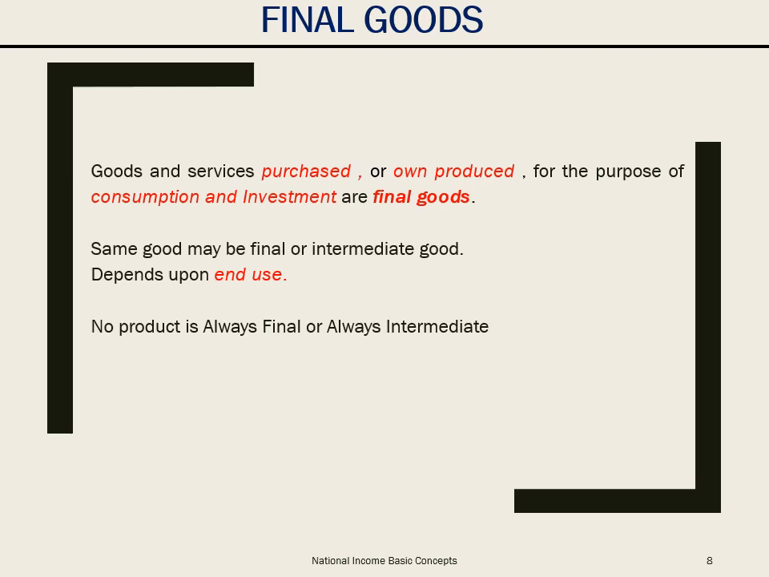These final good or intermediate good, no good in particular can be classified as completely being final or intermediate good. It depends actually upon the end use whether that good is categorized as final good or intermediate good. For example, the bread. The bread, when I purchased, it becomes a final good. When it's being purchased by the shopkeeper for resale purpose, that becomes an intermediate good. So the end use determines whether a good is final good or intermediate good. So no product is always final or intermediate.